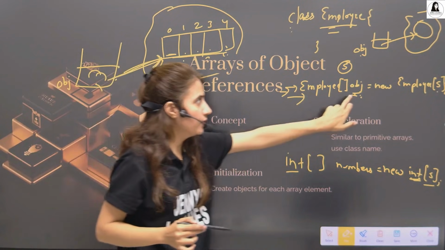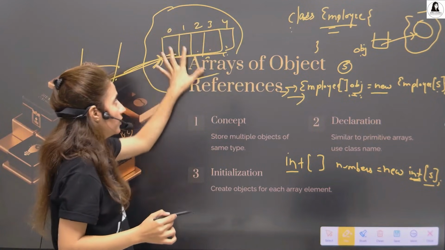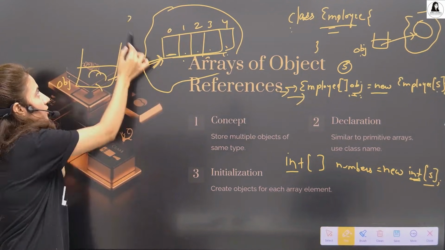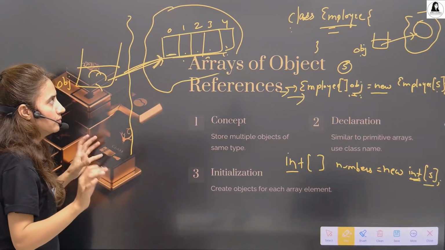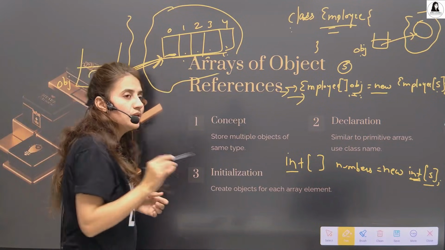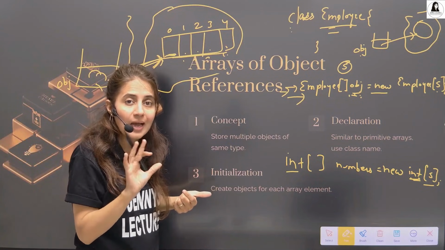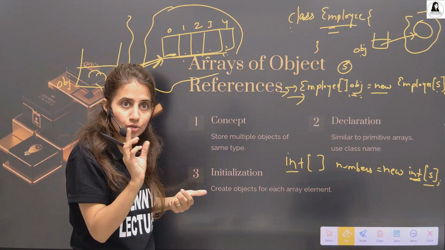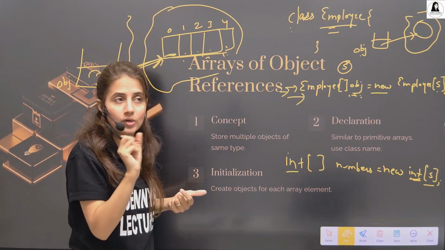So actually, whenever you use this new, the memory would be allocated in heap, and that reference would be stored in stack. There are two memory areas. Now obj itself will store a reference, not the actual object. This is the thing you need to take care of and keep in mind.